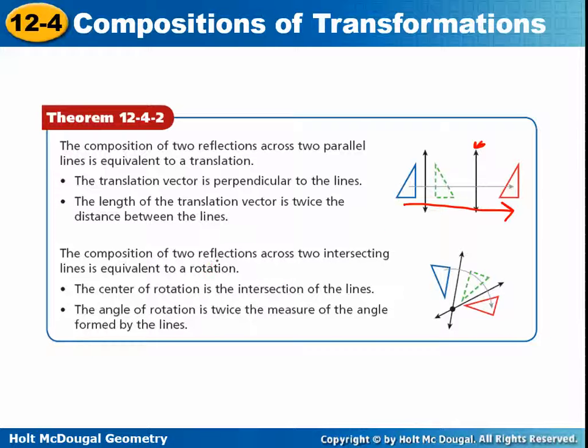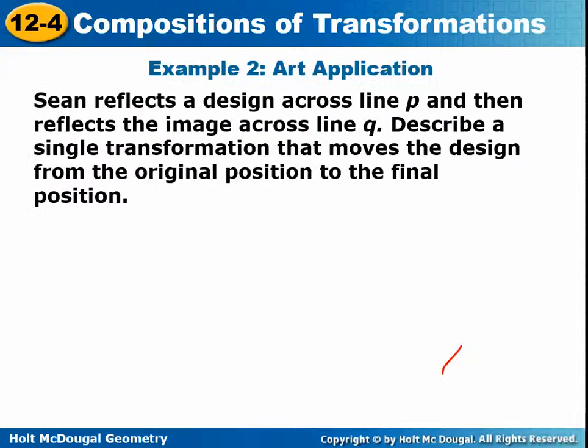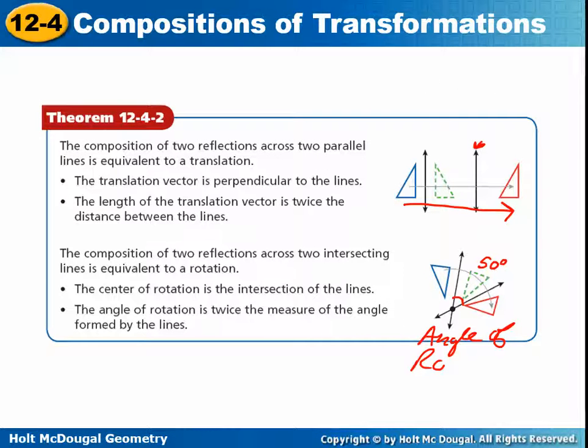If you have 2 reflections across 2 intersecting lines, that's the same as rotating. And the center of rotation is right here, the intersection of the lines. That's how many degrees your rotation would be. The angle, oh, sorry, that's the center of rotation. The angle of rotation is twice the measure of the angle formed by the lines. So if this was a 50-degree angle, the angle of rotation would be 100 degrees. Rotation.